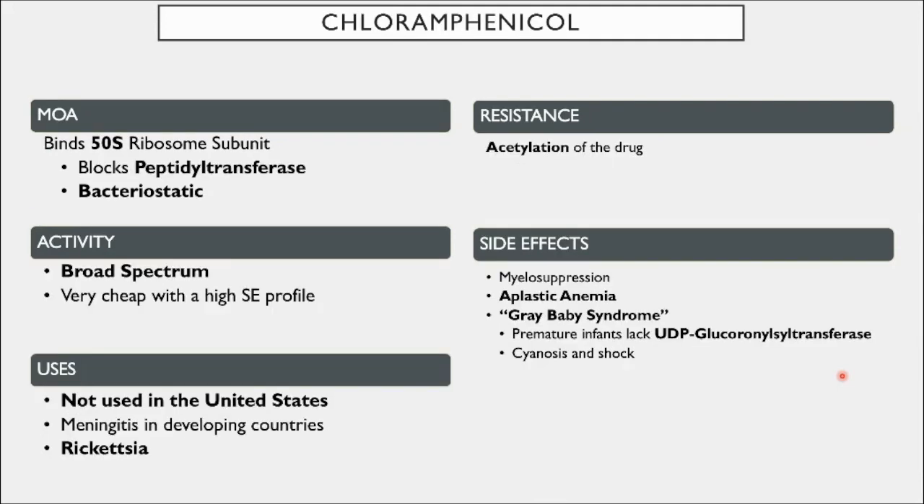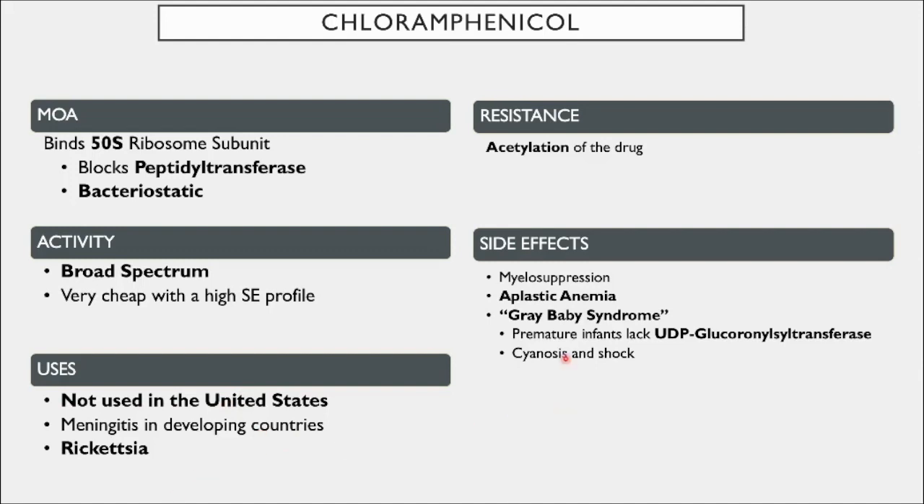Okay, chloramphenicol. This is a drug you will never use. It binds the 50S ribosome subunit, blocks the peptidyltransferase component of the ribosome, like many of the other ones, is bacteriostatic. It is broad spectrum. However, we don't use it because it has a lot of bad side effects. As here, not used in the United States. The situation you're going to see chloramphenicol pop up is someone that is vacationing in Mexico, gets some kind of illness, goes to the hospital there, and they get chloramphenicol.